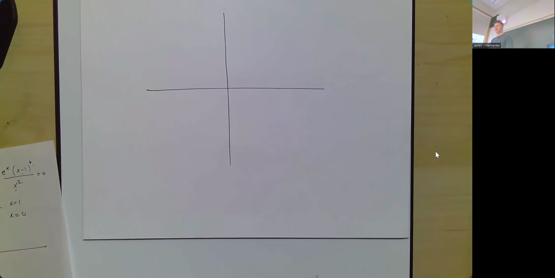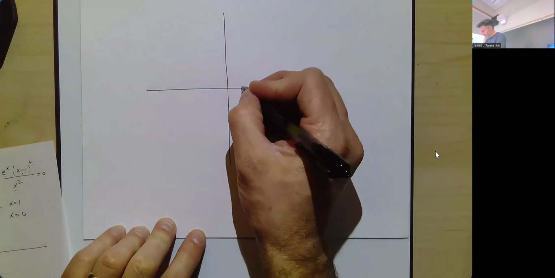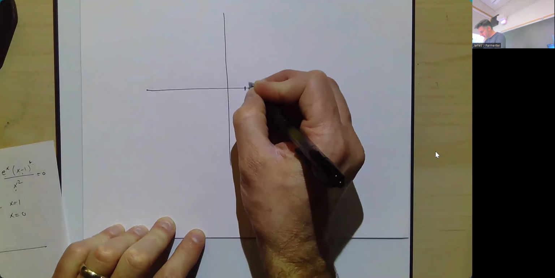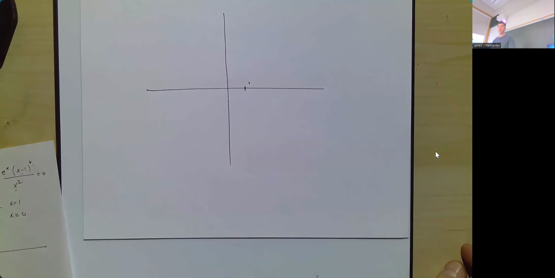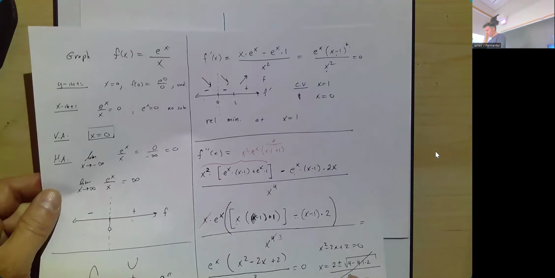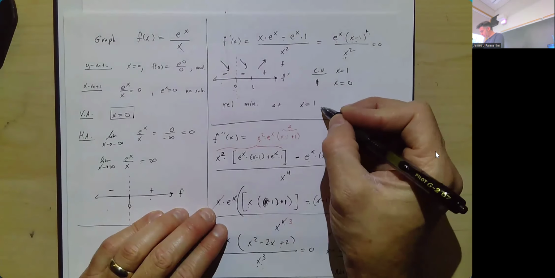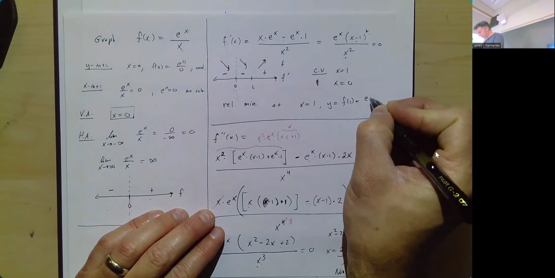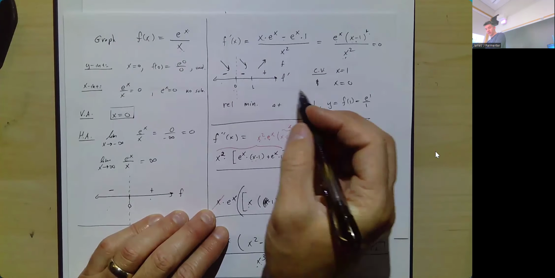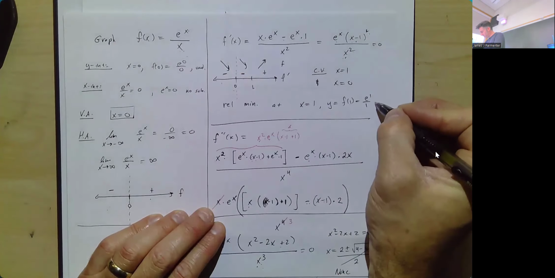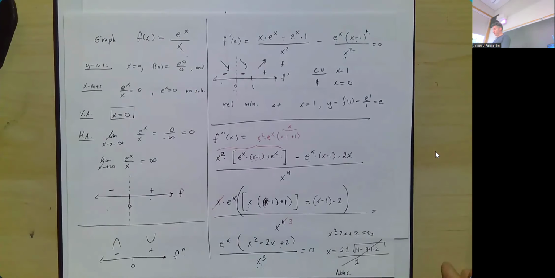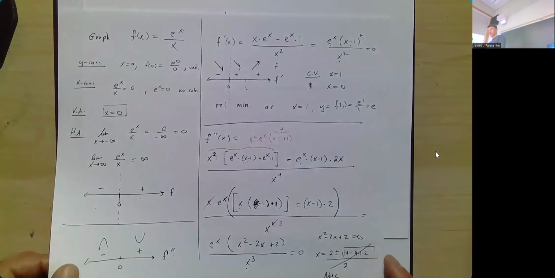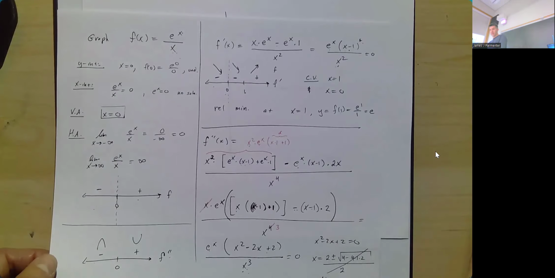There it is. I have a relative minimum. Oh, there is one thing I forgot to do. I do have a relative minimum at x equal to 1, but I should also have found the y value. So if I go back here for a second, my relative minimum at x equal to 1, the y value is f of 1, which is e to the 1 over 1. I'm plugging that 1 back into the original function. But e to the 1 over 1 is just e. So I know that my relative minimum is at the point 1 comma e.